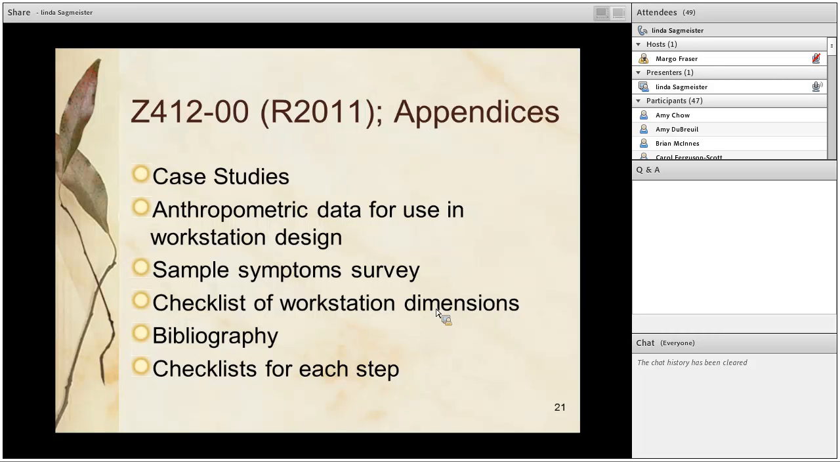It talks about anthropometric data, so there's lots of stuff in there that people can refer to in terms of some design implications. And there is a symptom survey, checklist for workstation dimensions that pretty much pools all the information together. That was discussed in probably section 7. And then at the end is that list of checklists. Remember I said that there's a checklist at the end of each chapter, and here they are again. They just reappear for easy use.